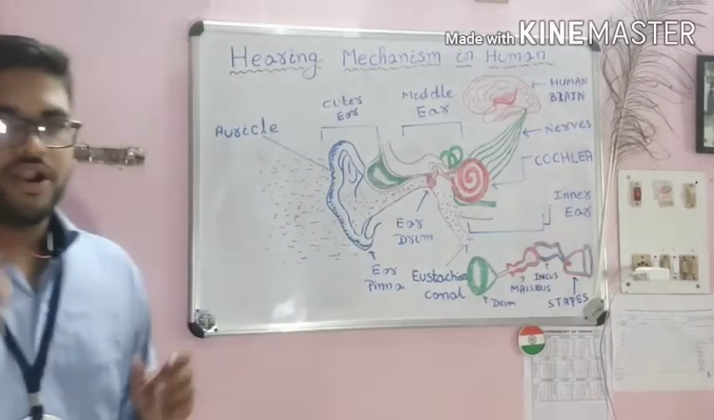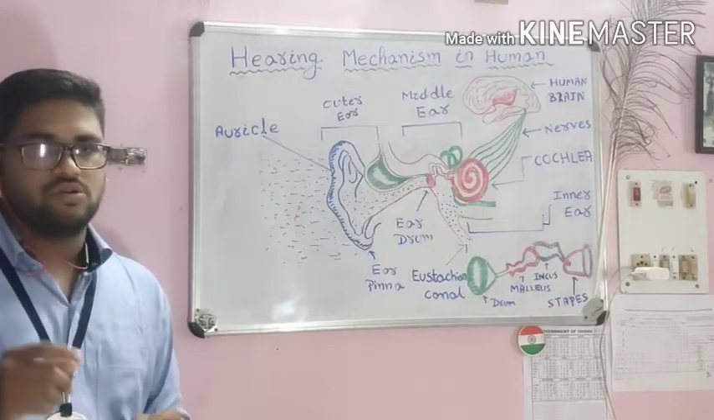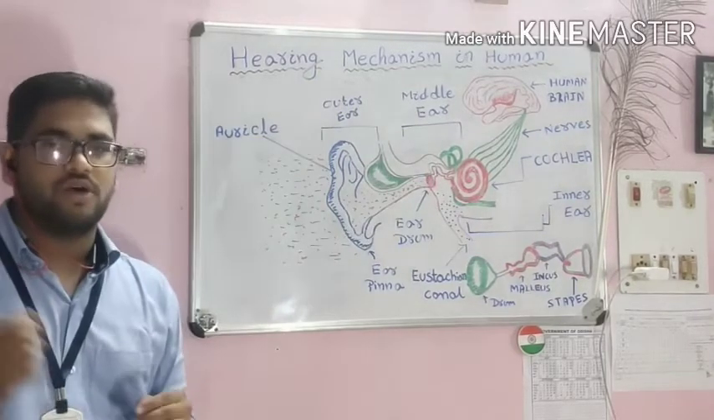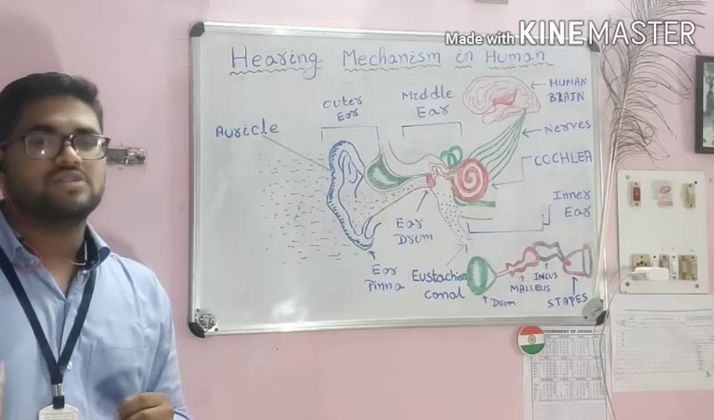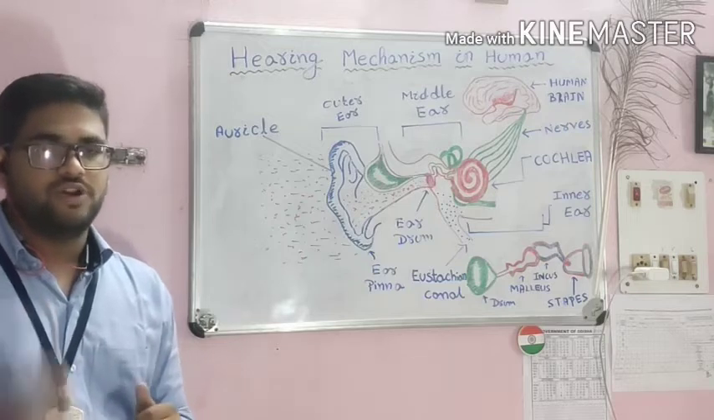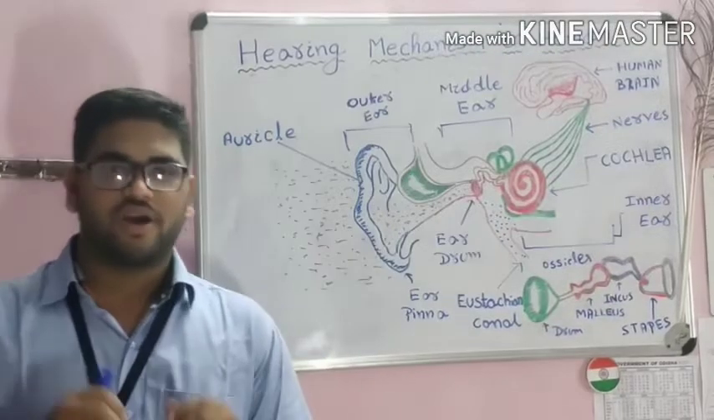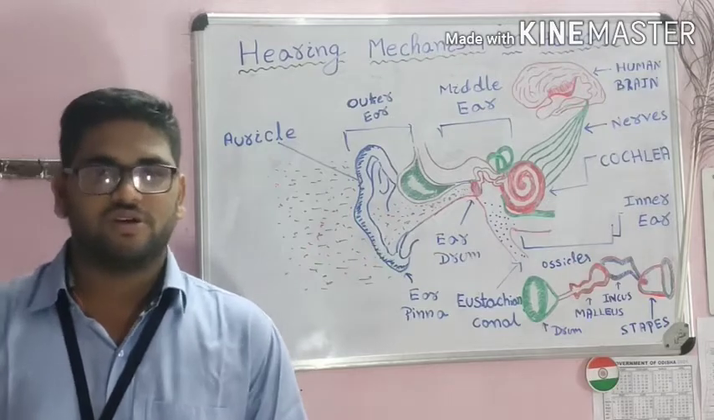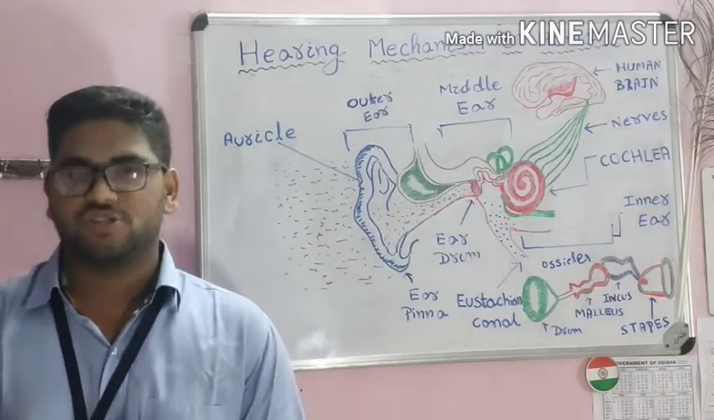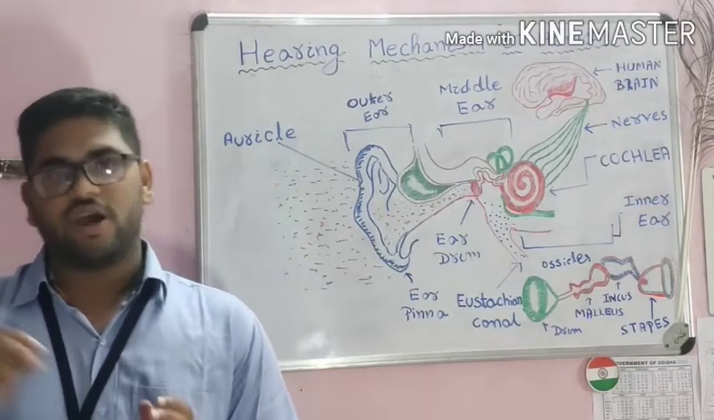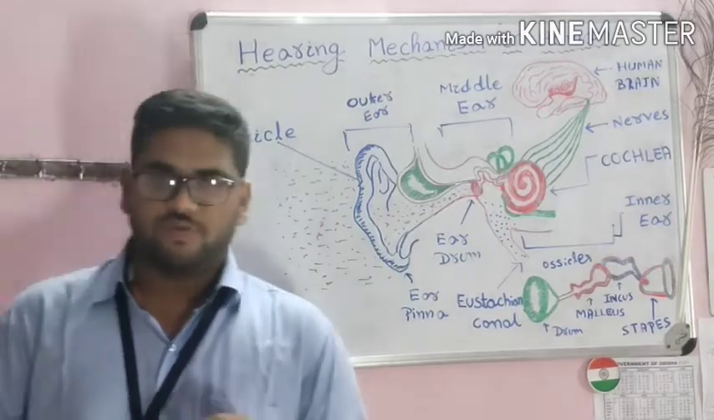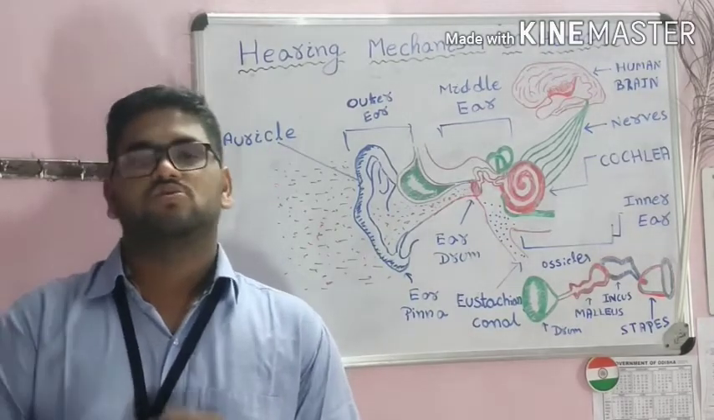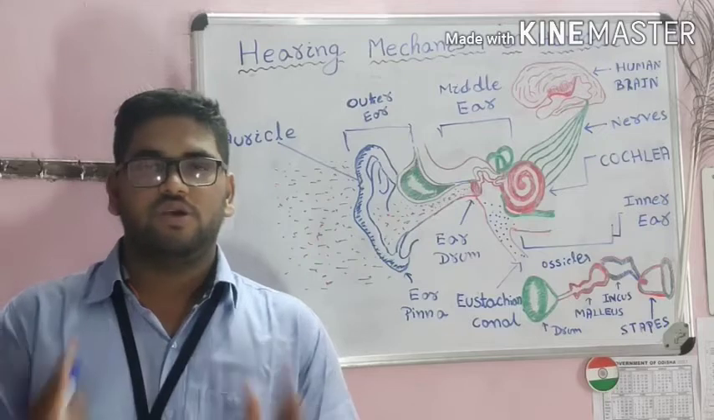The heading of this video that should be written in your notebooks: hearing mechanism in humans. How humans are able to hear different types of voice will be learned in this video. In order to understand the mechanism behind hearing in humans, we have to understand the internal structure of the ear, what is the anatomy of the ear. So first we will learn about that, then after we will show the mechanism of your ear.